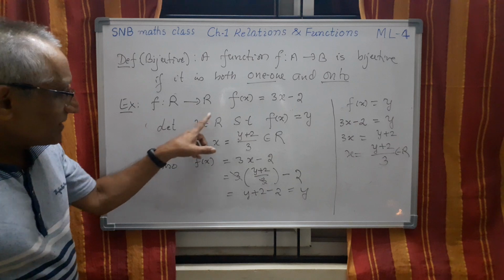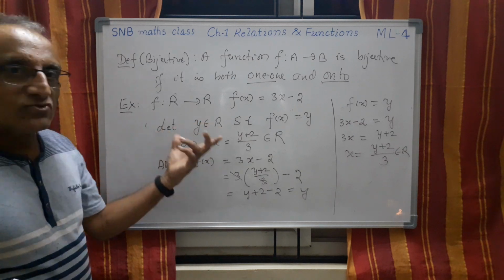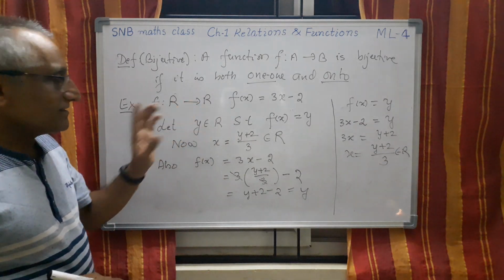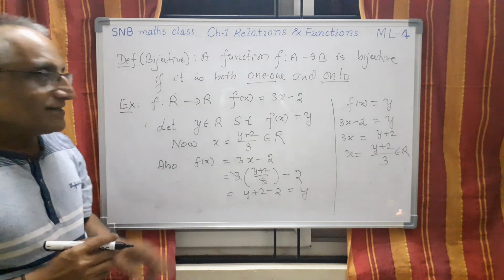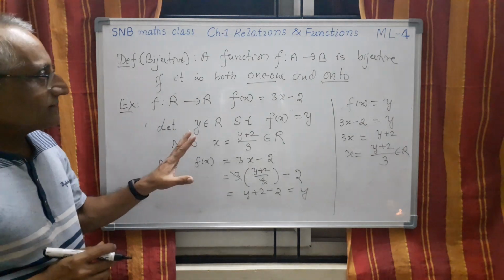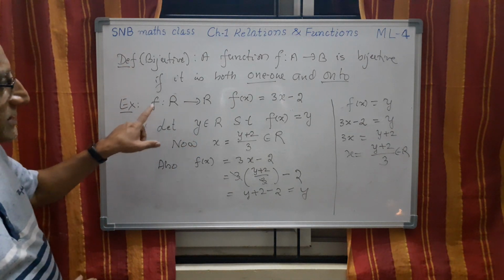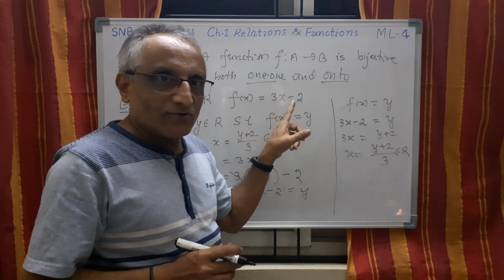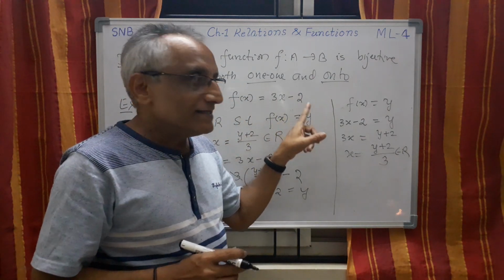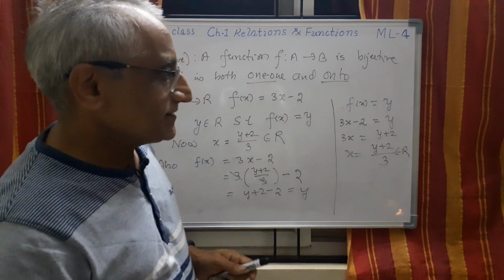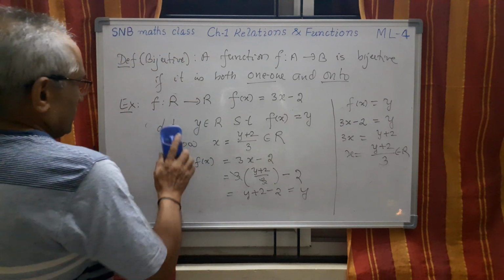Since y is an arbitrary number, it is true for any real number, which establishes it is onto. Therefore, this function is both 1-1 and onto. Hence, it is a bijective function.